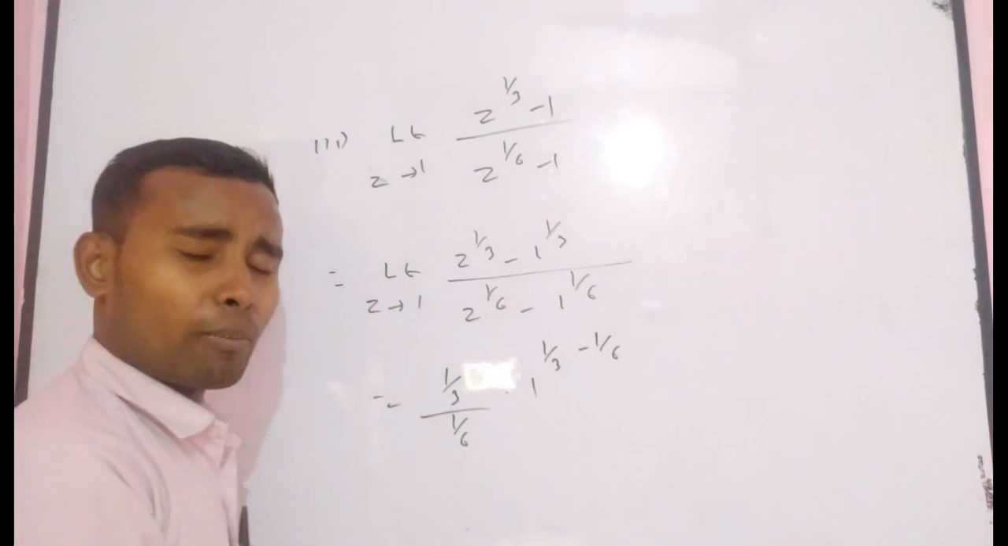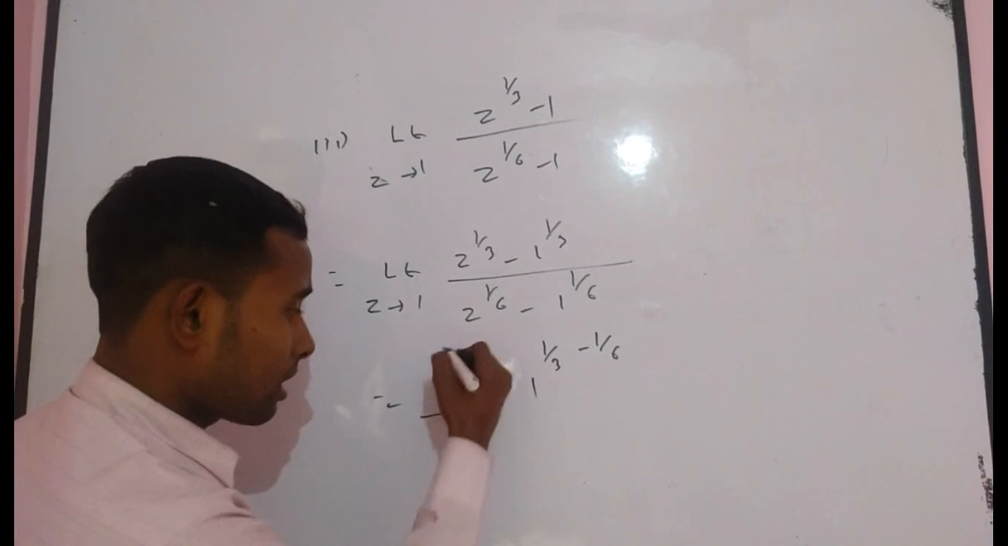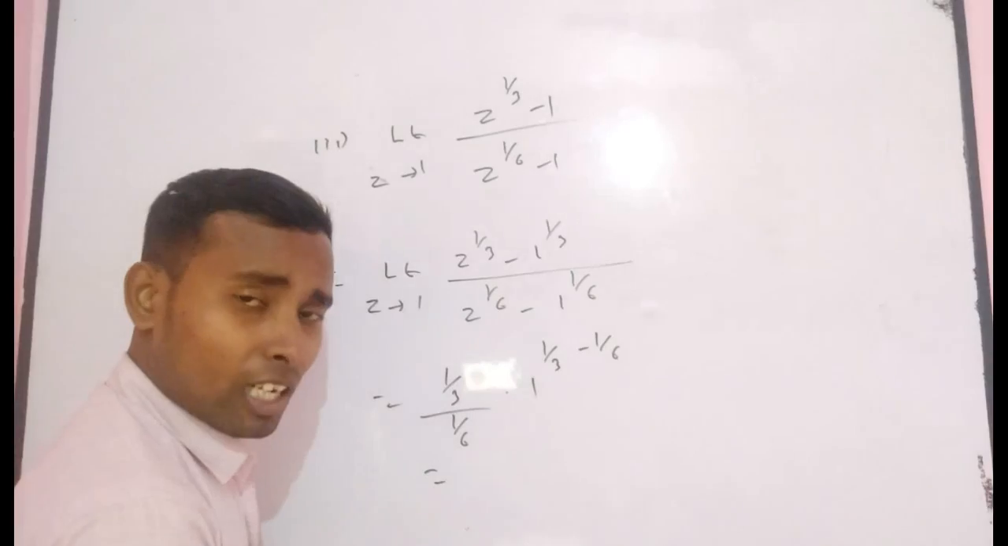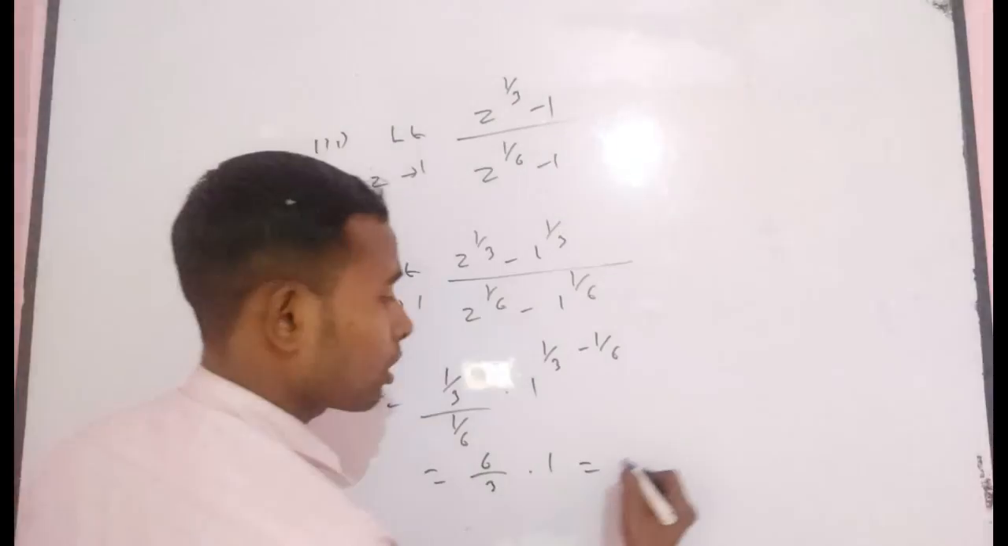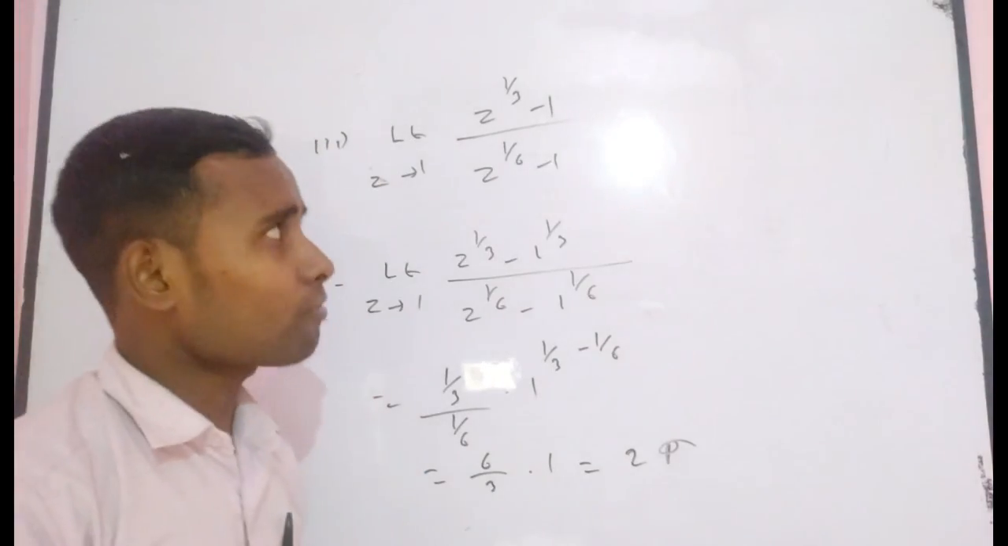m minus n, m will be 1 upon 3, n is equal to 1 upon 6. Can you write 1 upon 3 minus 1 upon 6? Now 6 will go in numerator while 3 comes in denominator. 6 upon 3 into 1 upon anything will be 1. So 6 upon 3 is equal to what? 2. It is your final answer of this problem.